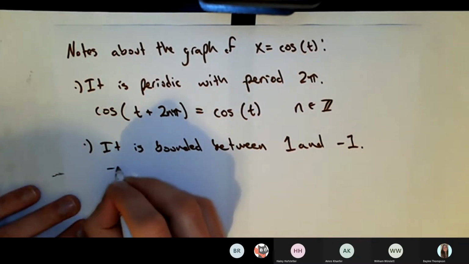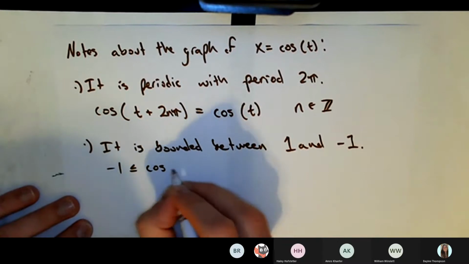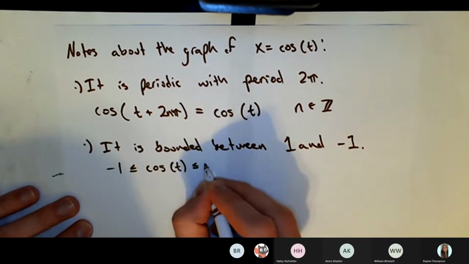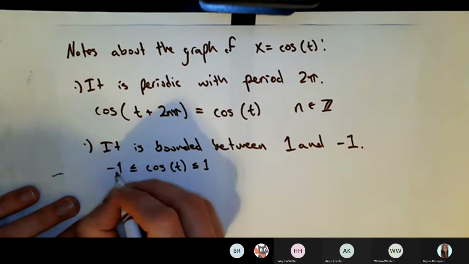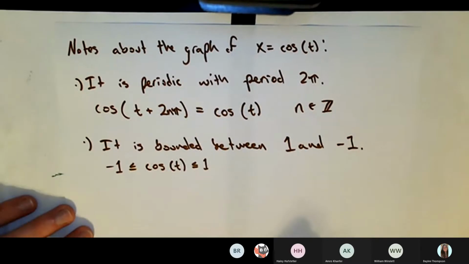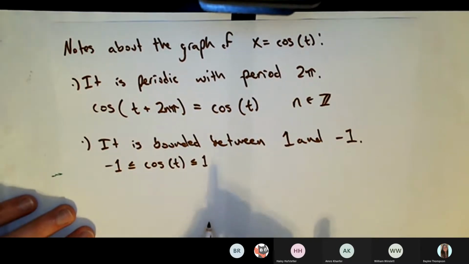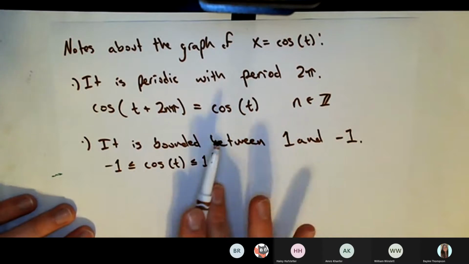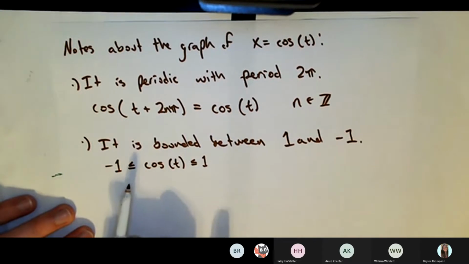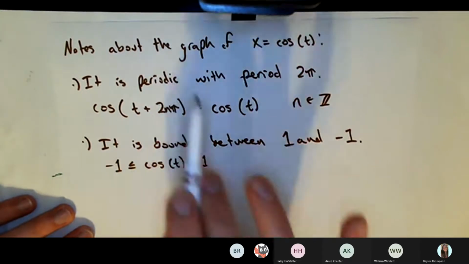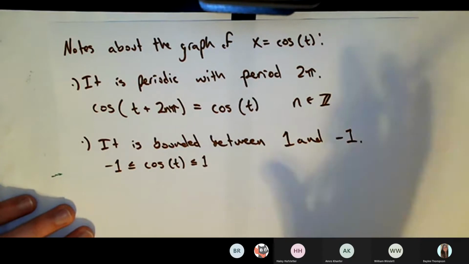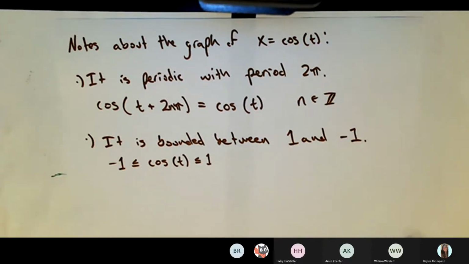Another way to say this is in inequality form. There we go. That's another way to say that. I'm not saying that the domain is bounded, right? t can be any number you want it to be, but the output is bounded. Literally, the height of the graph is bounded between 1 and negative 1.